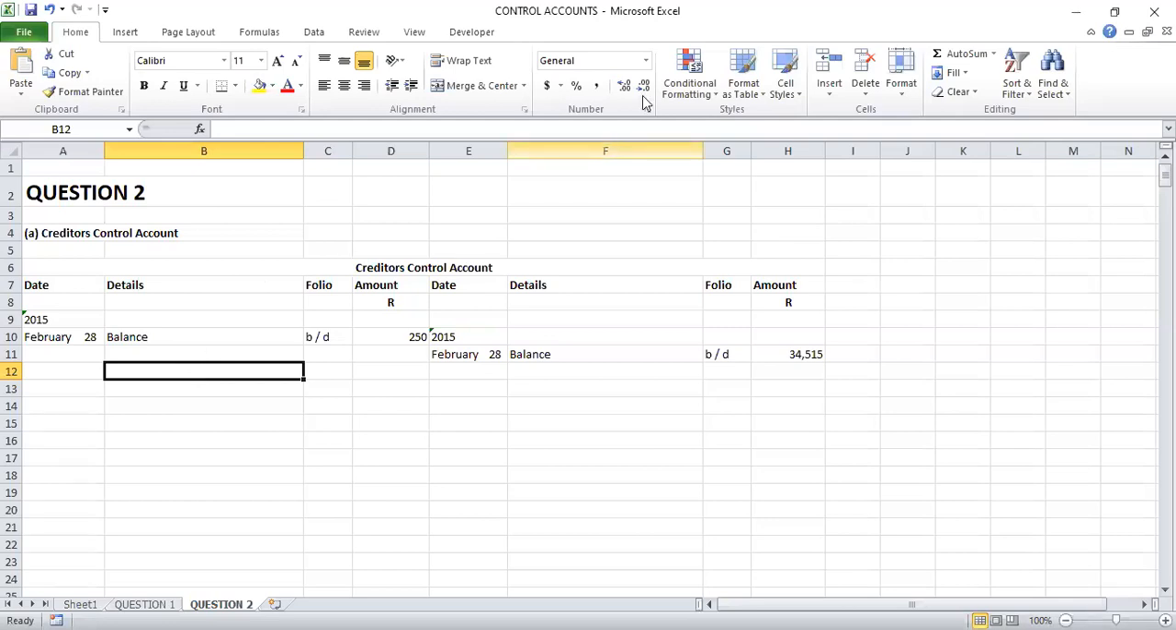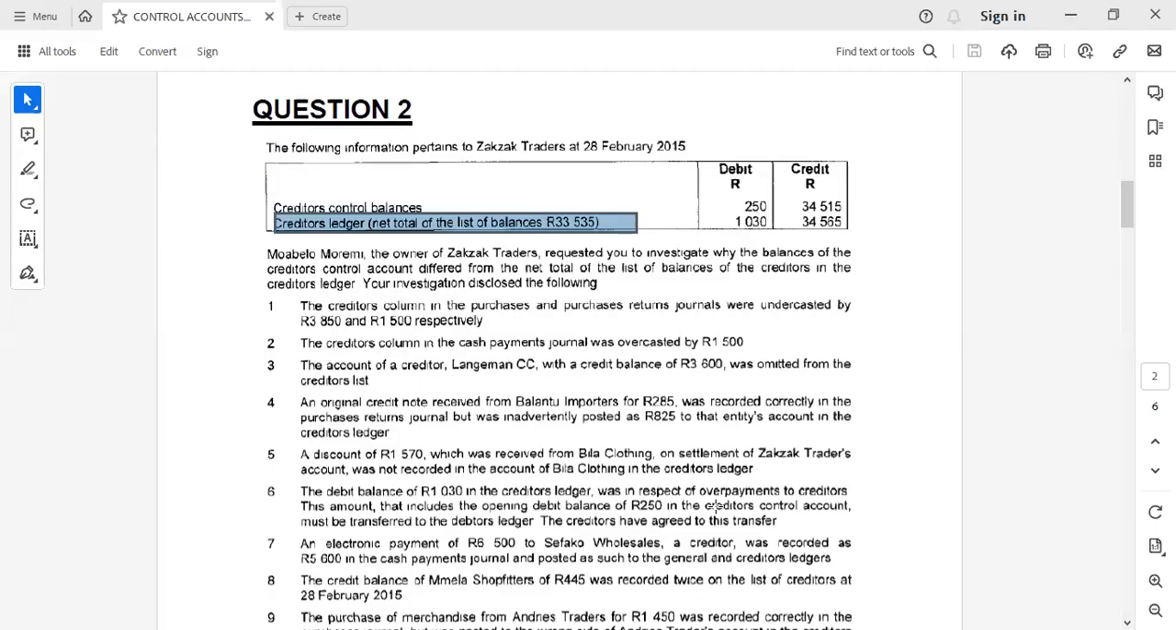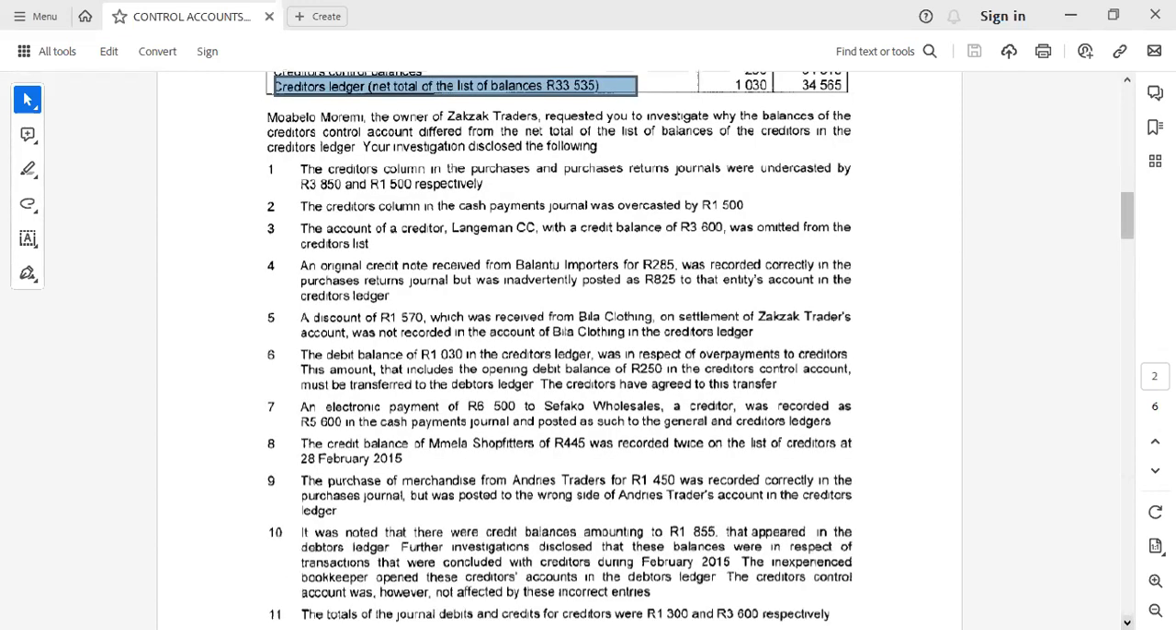Muawelo Moremi, the owner of Zag Trade, has requested you to investigate why the balance of the creditors control account differed from the net total of the list of balances of the creditors in the creditors ledger. Your investigation discloses the following. We should know that errors made in the totals in the books of original entry will affect your control account, and omitted transactions will also affect your control account. So you have to look out for those transactions.